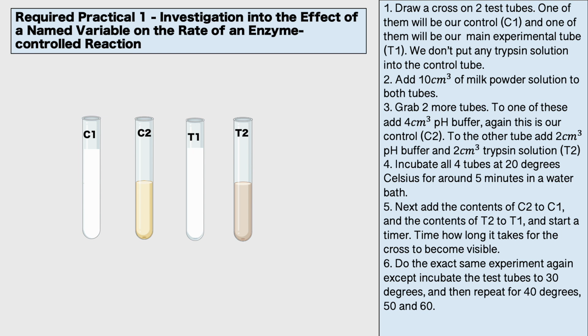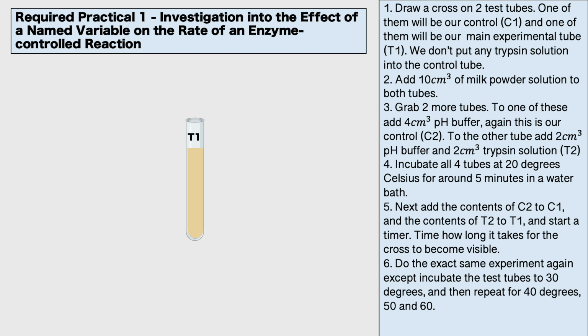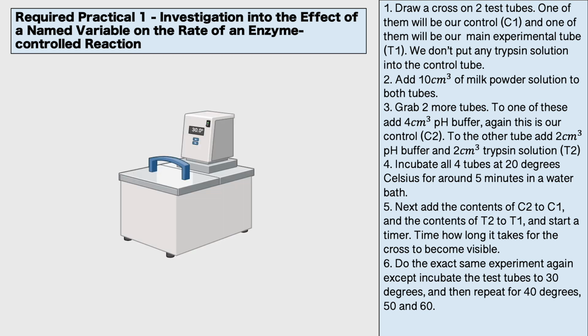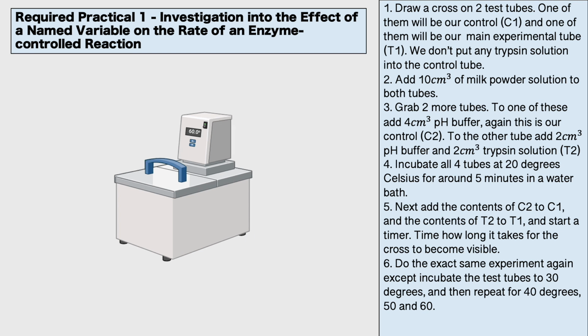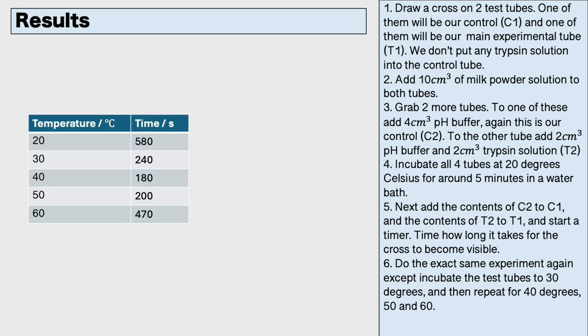Next, add the contents of C2 to C1 and the contents of T2 to T1 and start a timer. Time how long it takes for the cross to become visible. This happens because the trypsin breaks down the casein, causing the solution to go colourless. Our control doesn't contain trypsin, so the cross on the control tube should never become visible. Do the exact same experiment again, except incubate the test tubes to 30 degrees and then repeat for 40 degrees, 50 and 60. Now I'm going to give you some example results.